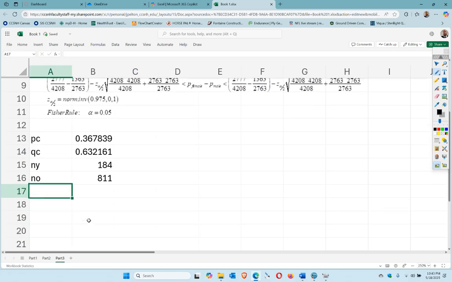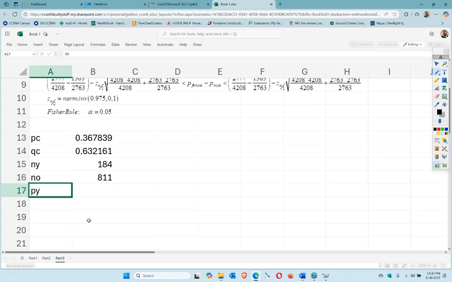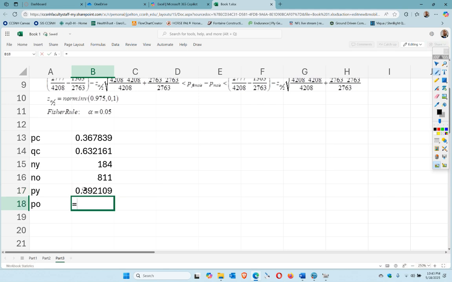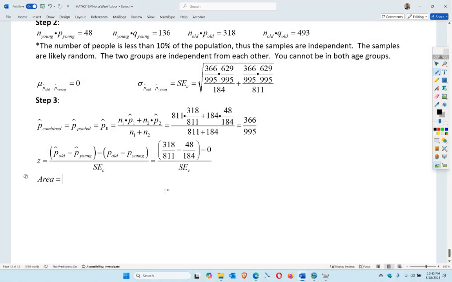So we also need the probability of young and the probability for old, right? So the young were 318 out of 811, and the probability of old was 48 out of 184 for snoring. Probability. So that's basically a guess. All right. So I think we're good. We have everything there. All right. So I'm going to go back and copy now. So we need to copy this thing right here.